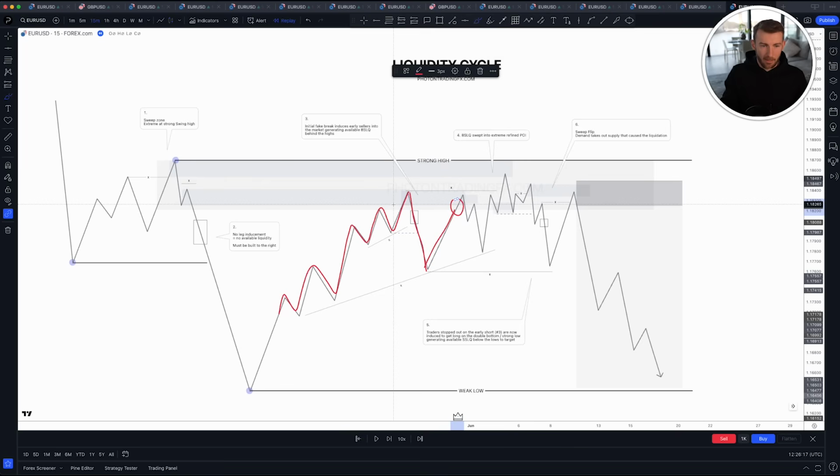Because they've seen that mitigation of supply. They've seen structure start to shift in their favor. So what are they going to do? They're going to want to get short. They're going to get short here, stop losses above the highs, right? So what is that doing? It's inducing buy-side liquidity above that, okay, that institutions can potentially use to get short once price wipes out that liquidity, right?